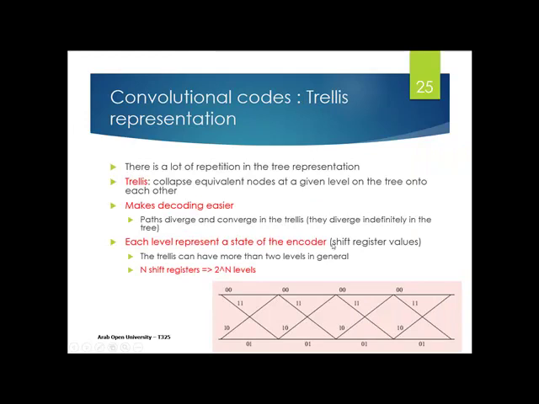Another way to represent the convolutional code in a more compact way is the use of trellis representation. So when we use the trellis, usually we refer to the number of levels of the trellis, which is the number of states in the encoder. And the state of the encoder represents the different possible values or combinations of values of the shift register.